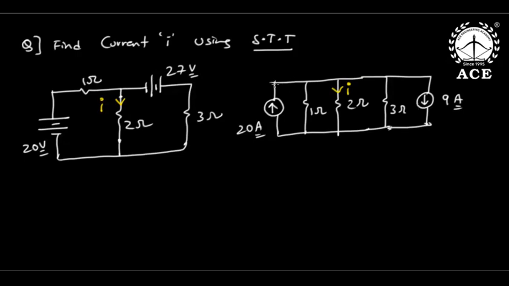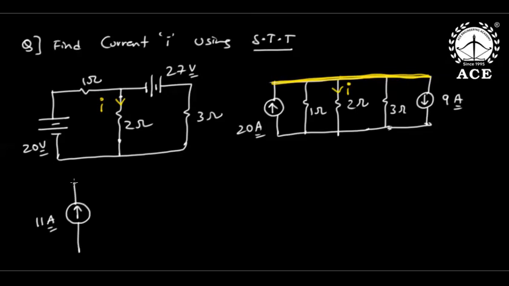Now current sources in parallel we can add them. At this junction, like KCL, 20 amperes is entering, 9 amperes is leaving. So 20 amperes entering and 9 amperes leaving is like 11 amperes entering.